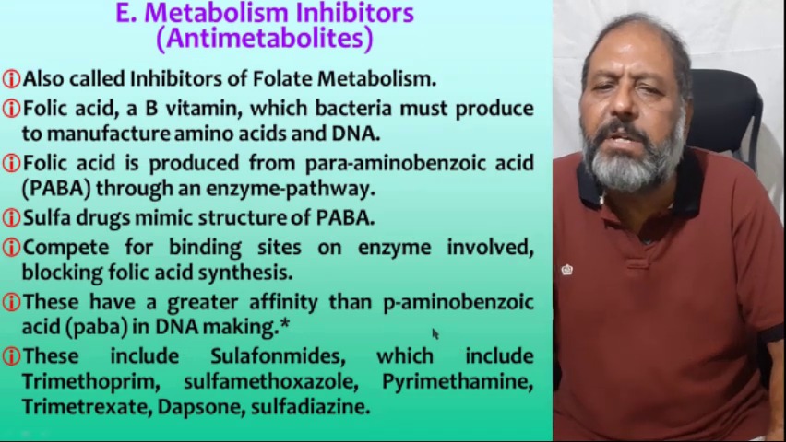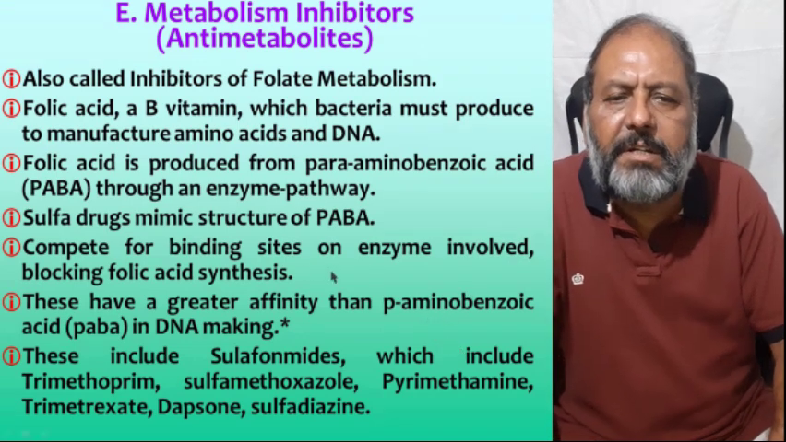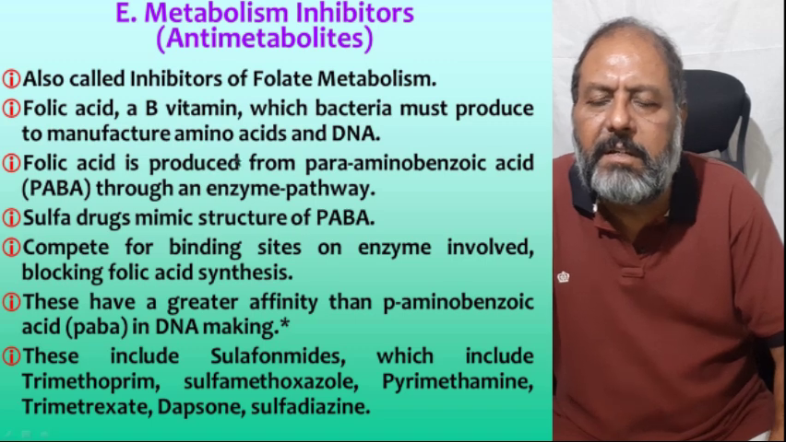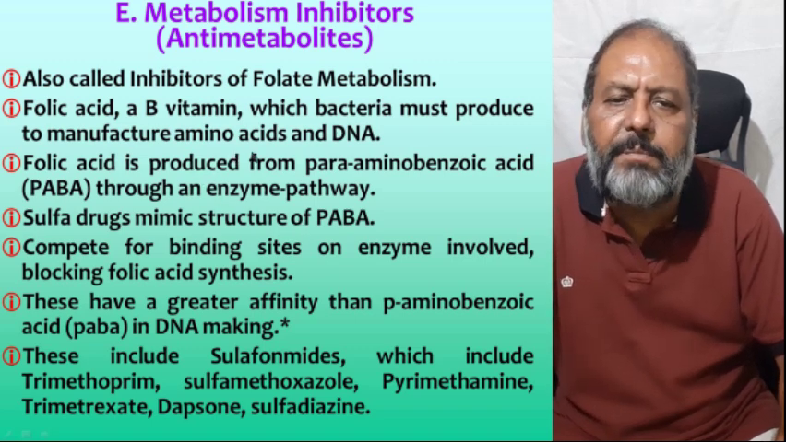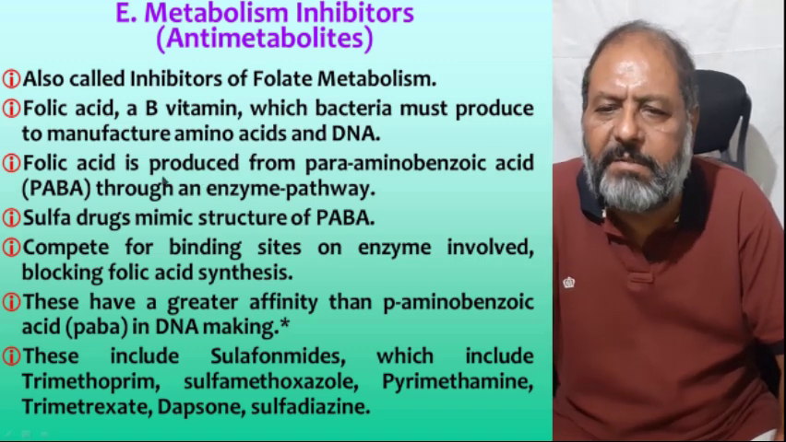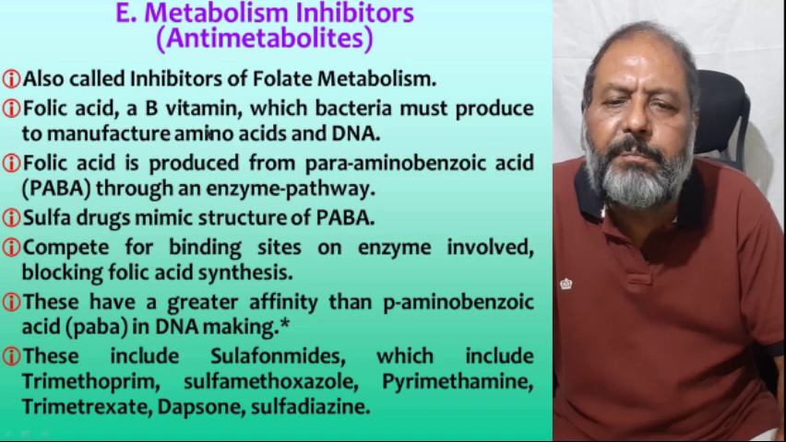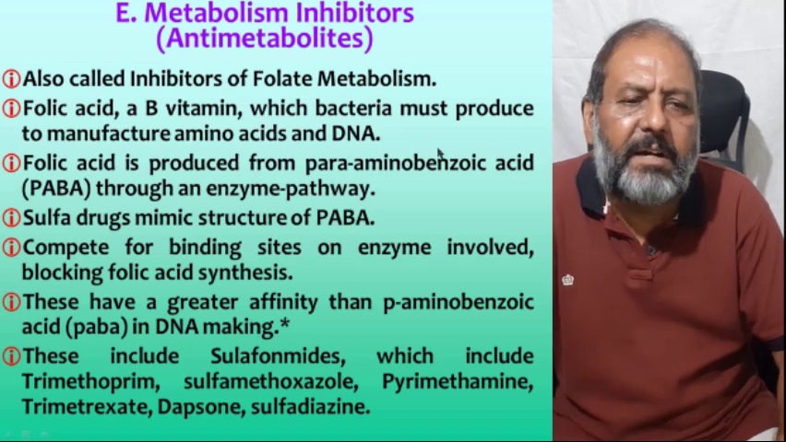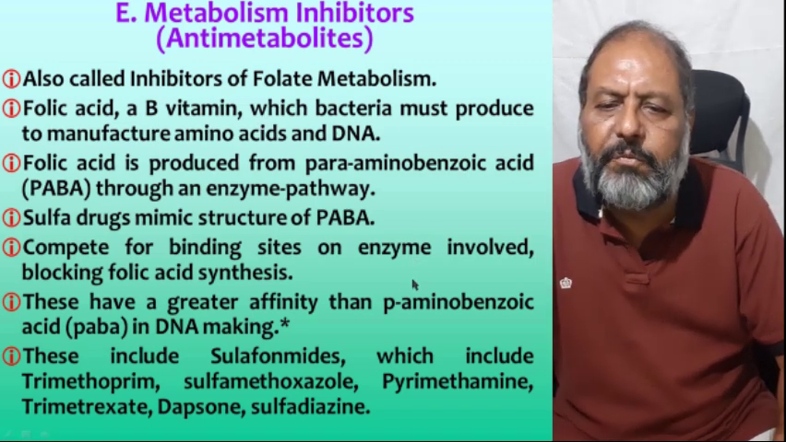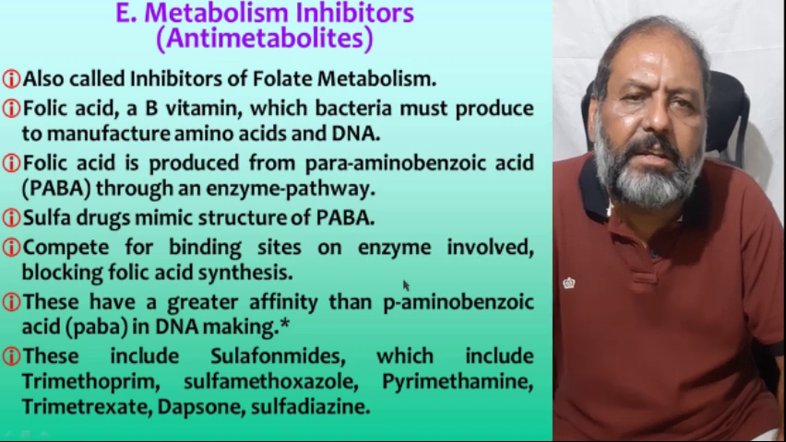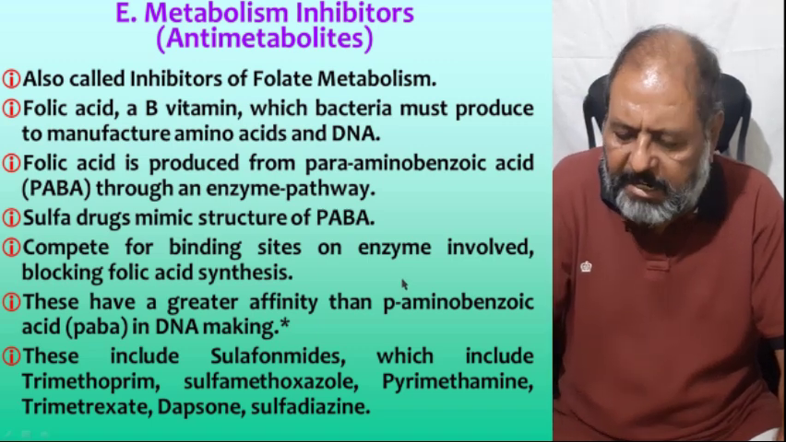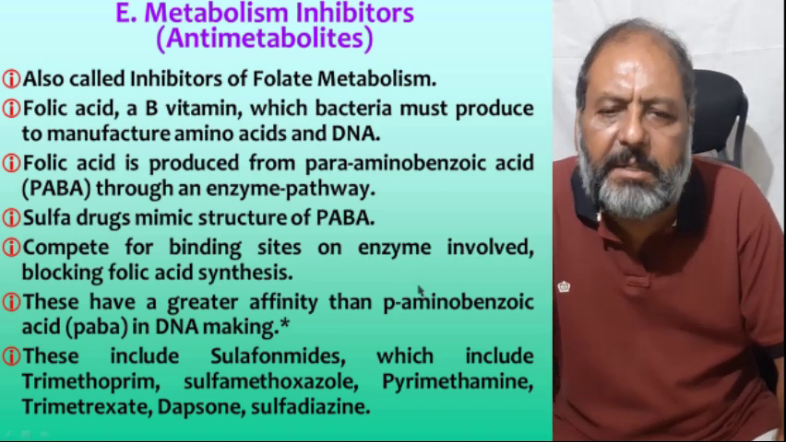Now the last group is metabolism inhibitors, or antimetabolites. These are also called inhibitors of folate metabolism. Folic acid is a B vitamin which bacteria must produce to manufacture amino acids and the DNA of bacteria. Otherwise, bacteria cannot survive and multiply.